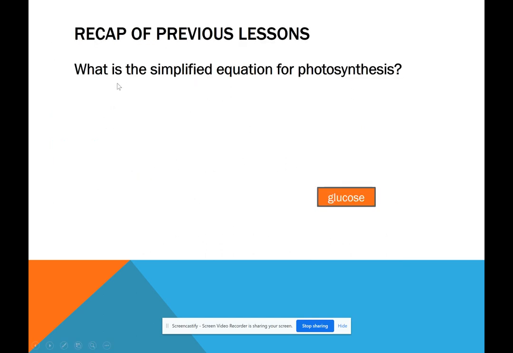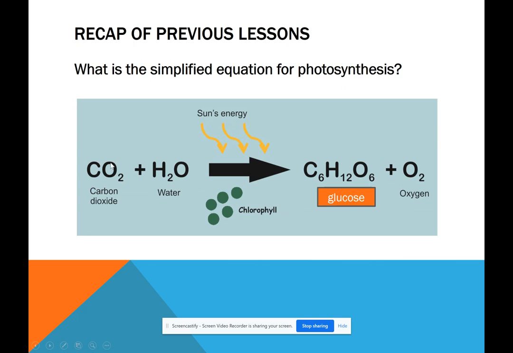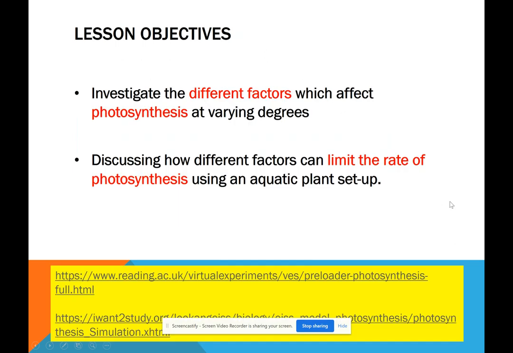Very important. Can you remember what the equation for photosynthesis is? We must have carbon dioxide, we must have water, and with the help of the sun energy and the chlorophyll, we will be able to get our glucose and oxygen.